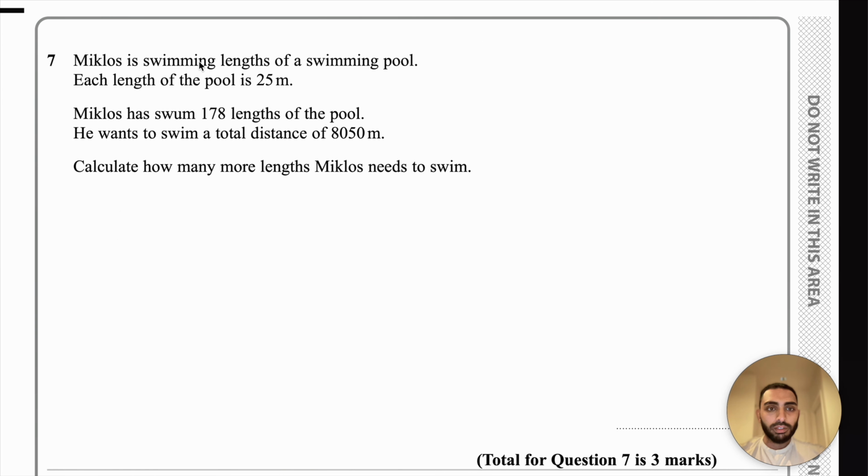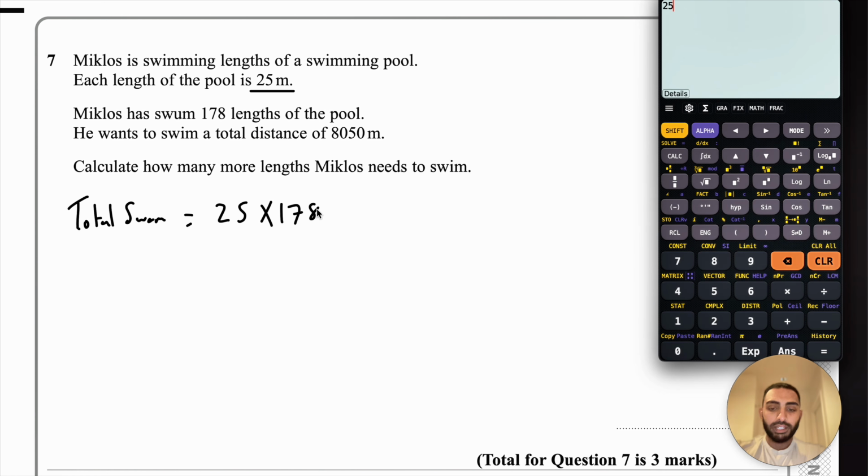Question 7. Miklos is swimming lengths of a swimming pool. Each length of the pool is 25 meters. Miklos has swum 178 lengths of the pool. Let's first think how much has he swum altogether. So total swum is going to be the 25 meters multiplied by the 178 that he's swum so far. 25 times 178, which is 4450.